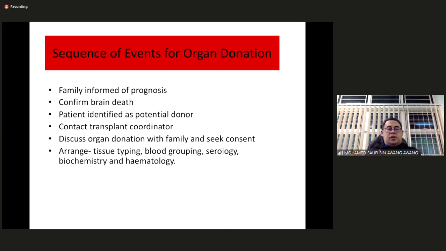Right, so at the same time, the national coordinator will also look for recipients. So if the patient or the relatives want to donate the heart, they will find a recipient for the heart, a recipient for the lung, a recipient for the liver, and recipients for the kidneys, because there are two kidneys. If there are two kidneys, there will be two recipients.